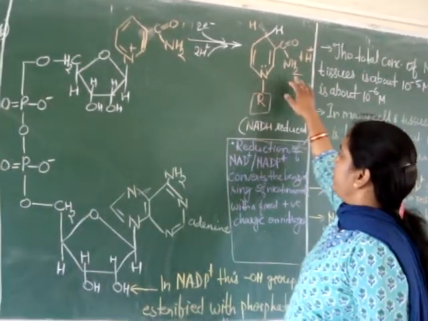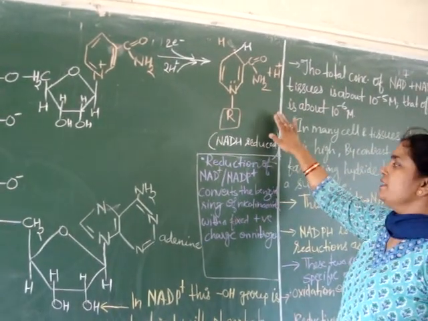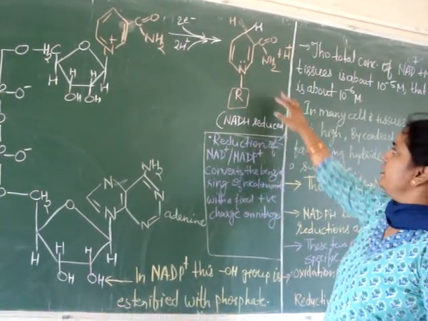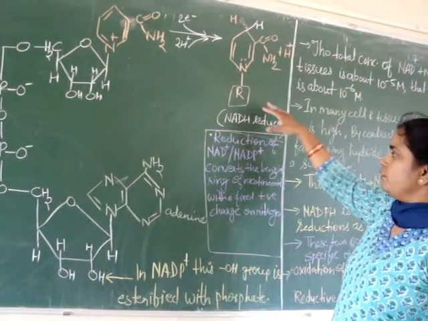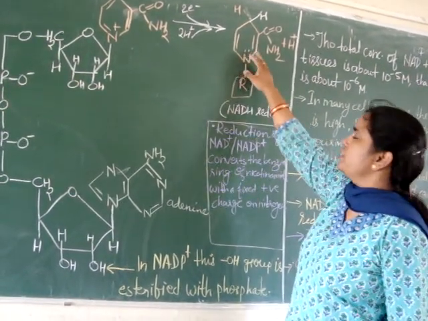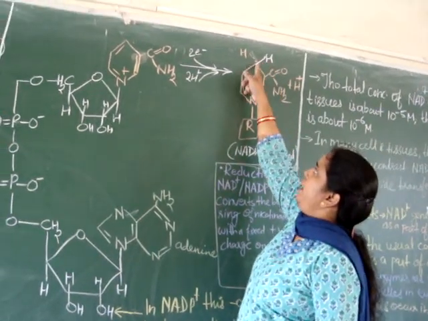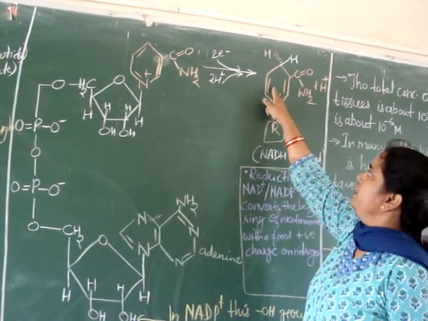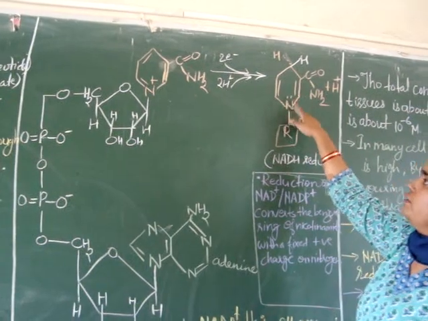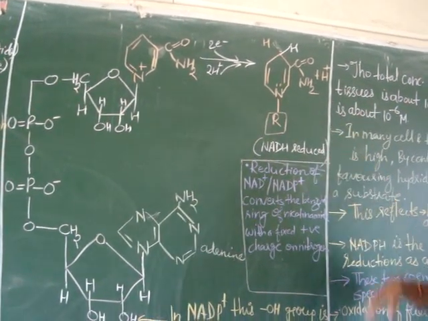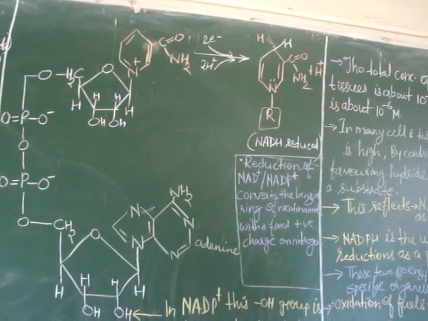Okay, so actually the reduction of NAD plus and NADP plus converts the benzenoid ring of nicotinamide, with a fixed positive charge on the nitrogen ion. You can see here this proton is added over here, so because of that the positive charge forms on the nitrogen atom.